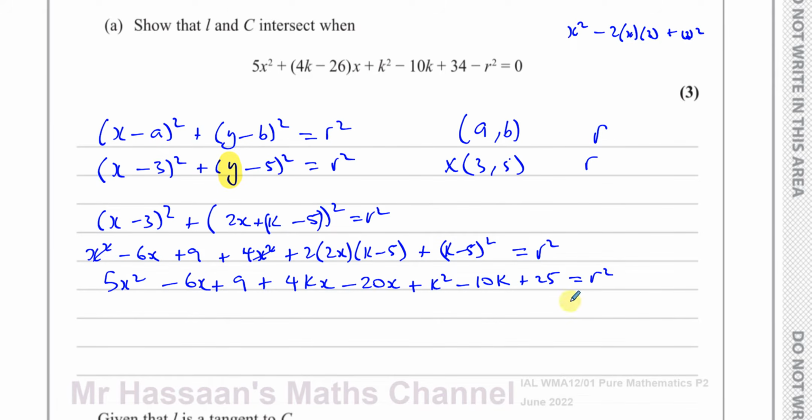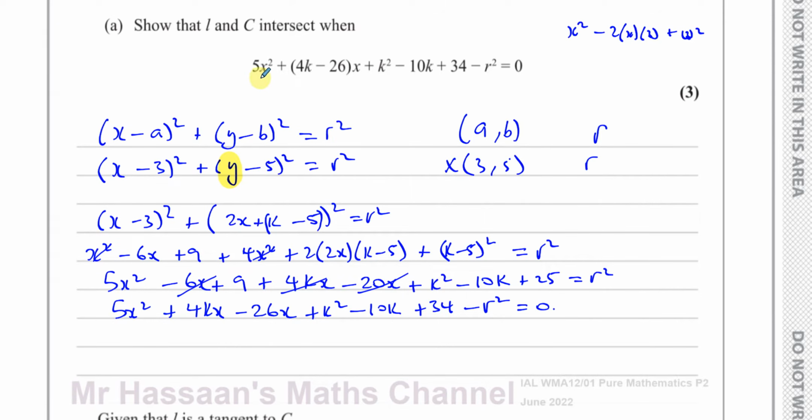All right, so I've got 5x squared. That's fine. Then I've got minus 6x minus 20x plus 4kx. So I can write that as plus 4kx minus 26x. So I've dealt with this one, and this one. Then I'm going to have k squared plus k squared minus 10k. And then I'm going to have 9 plus 25, which is plus 34. And I can say minus r squared equals 0.